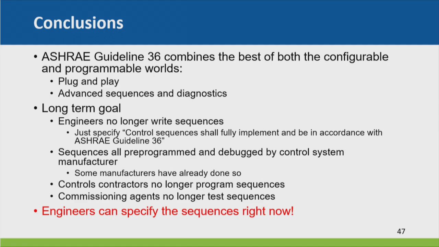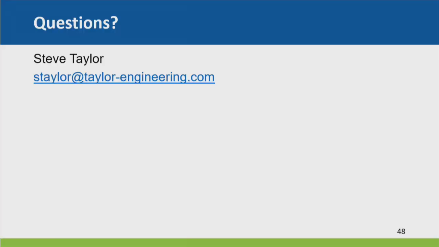And then the controls contractors no longer have to program the sequences; they're already being programmed, and the commissioning agents no longer have to test it. It's totally a win-win-win for everybody. We just need to get the ball rolling, and getting the ball rolling is by getting engineers and your techs and everything to work with them. All right, so that's that. Any questions? Yes?